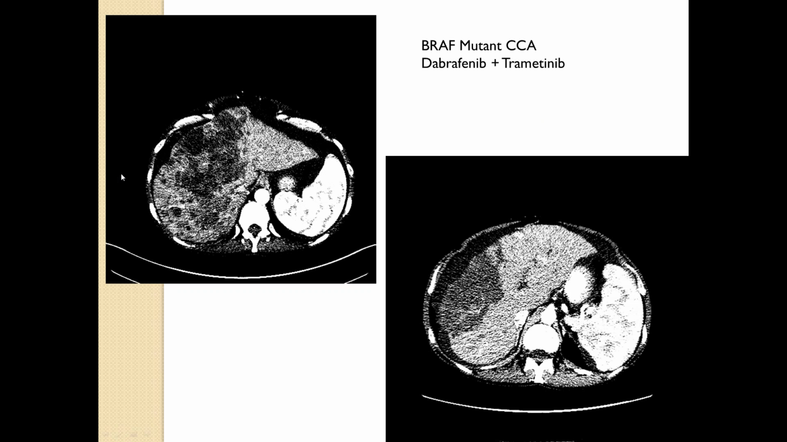There's a patient who had a BRAF mutation, a young woman who had very extensive disease. So this is a CAT scan that shows extensive cholangiocarcinoma involving the right lobe of the liver. And this patient was treated with a combination of dabrafenib and trametinib. And as you see in her first CAT scan, there's a very remarkable improvement in the liver tumor with this targeted therapy.